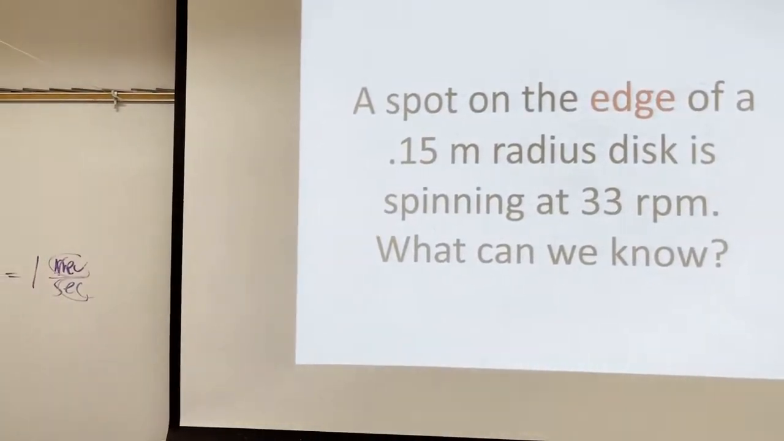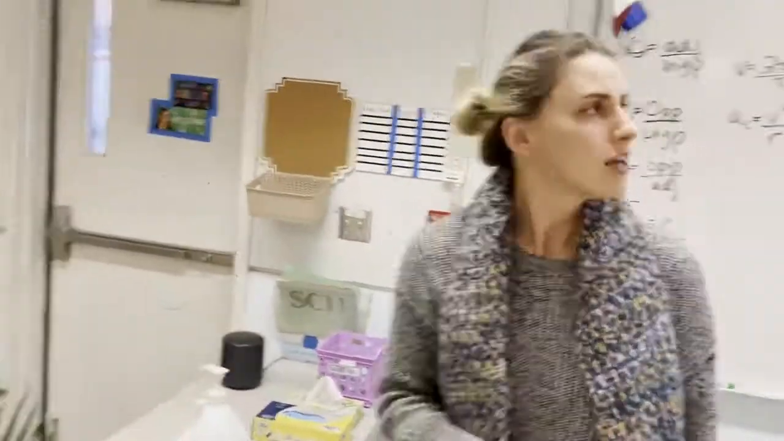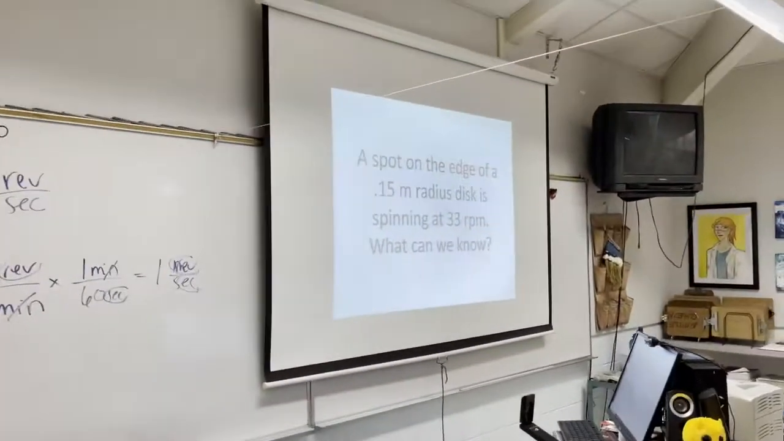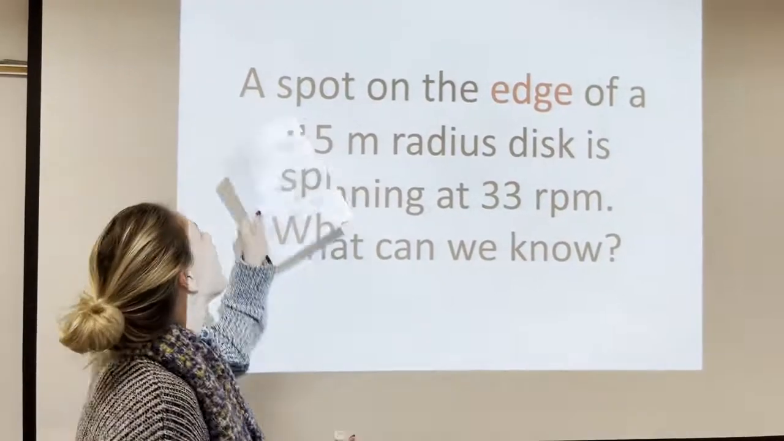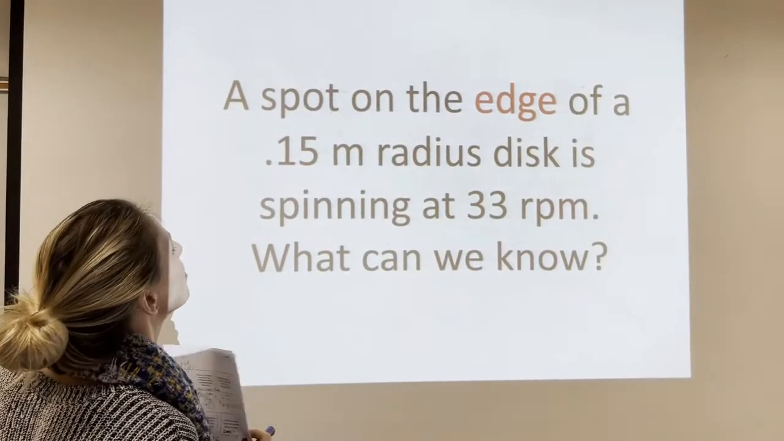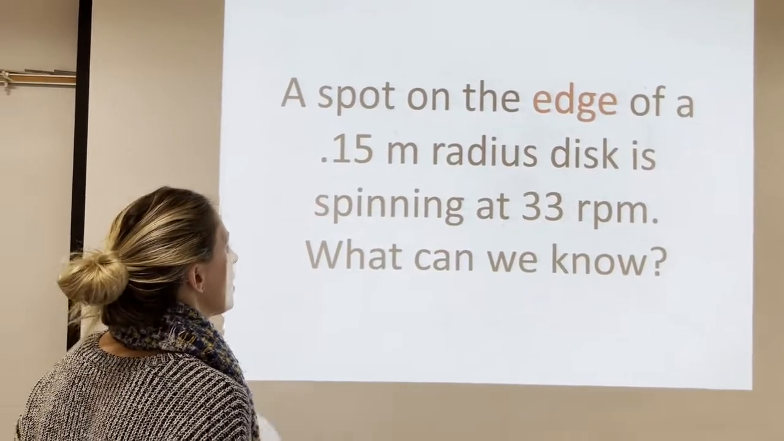Oh, we have an example of this over here. Oh, sweet. Okay, here we go. So it says, a spot on the edge of a 0.15 meter radius disc is spinning at 33 RPMs. What can we know?